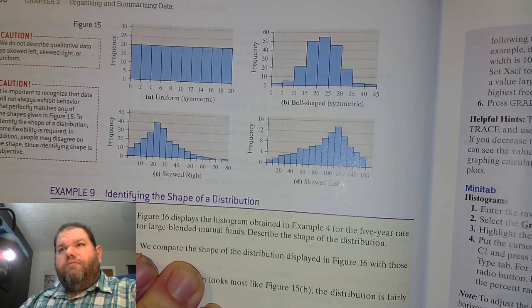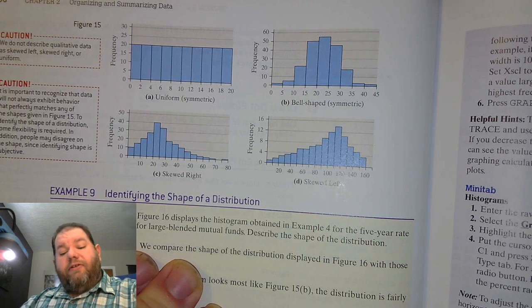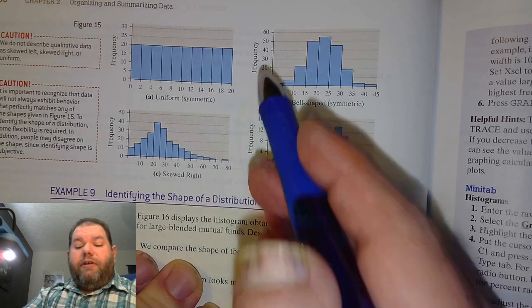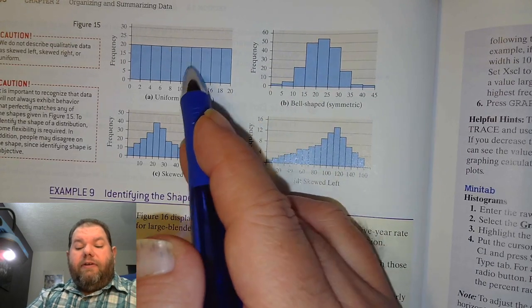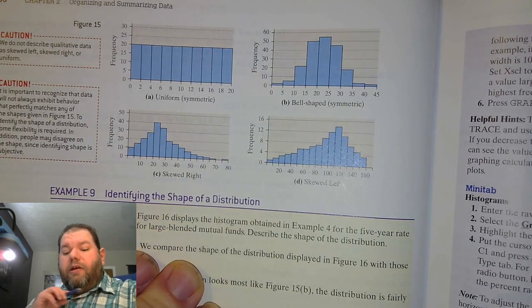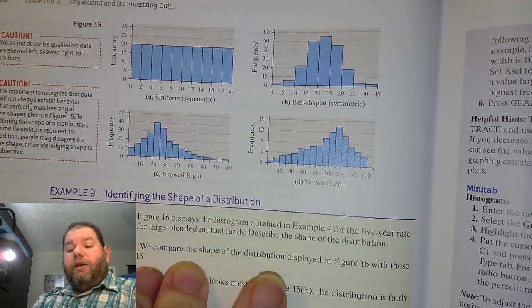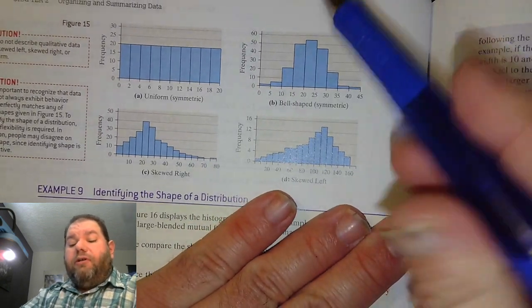I've had algebra courses that I've taught where the grade distribution is roughly uniform as far as the A's, the B's, the C's, the D's, and the F's. Bell-shaped or symmetric distribution.